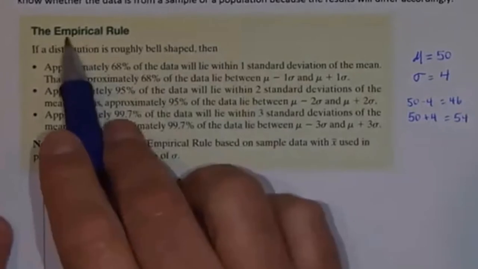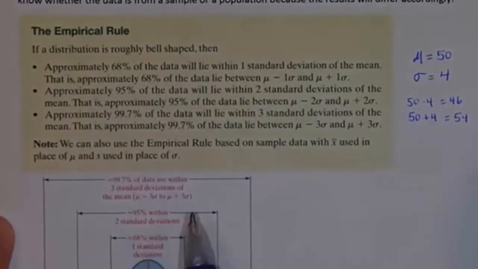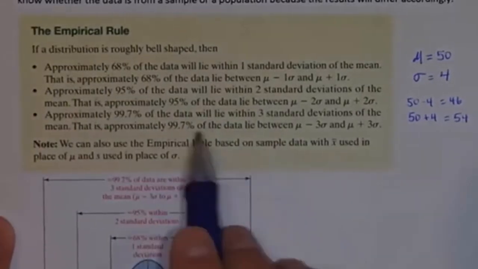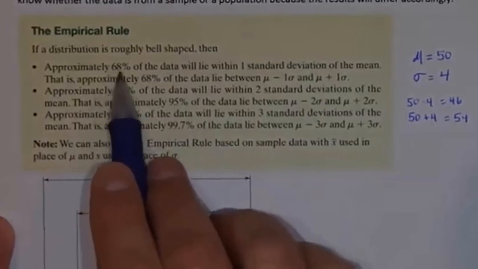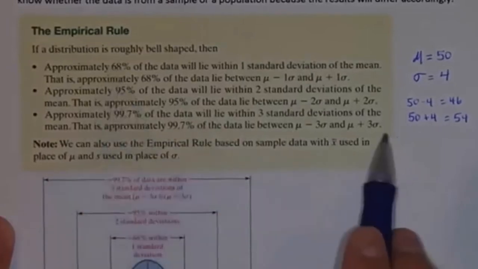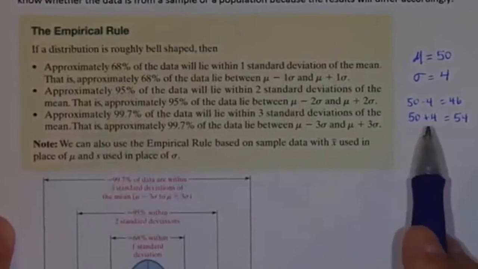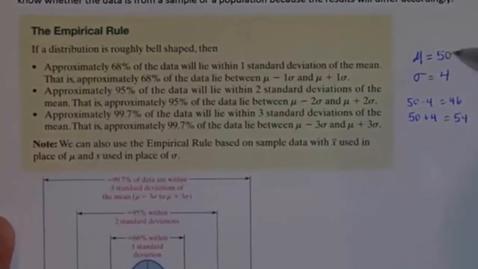So according to this empirical rule, if I have a bell-shaped distribution, approximately 68% of the data would be within one standard deviation of the mean. So again, if this is a bell-shaped distribution, and if the mean's 50 and the standard deviation's 4, then about 68% of the data would be between the values of 46 and 54. So that's giving me an idea of how spread out the data are.